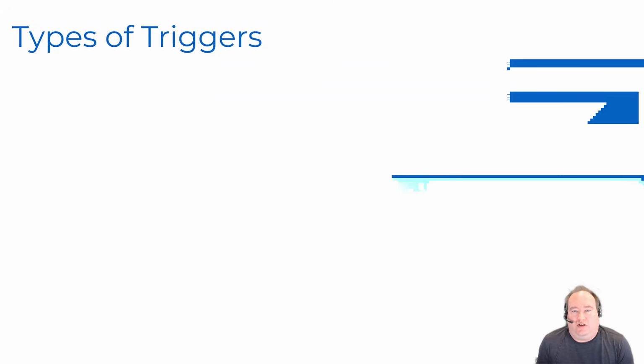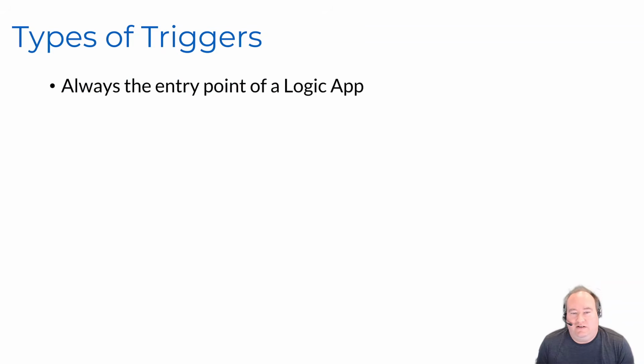As we get started talking about connectors, let's first start by talking about triggers. Triggers are exactly what they sound like. They're essentially the entry point to a logic app. You have triggers that start both consumption and standard edition logic apps. And when the trigger fires, it will run all the actions underneath the trigger if there is data found for that trigger.